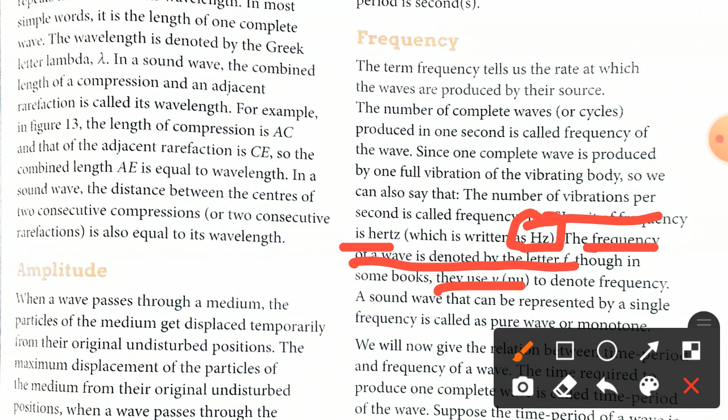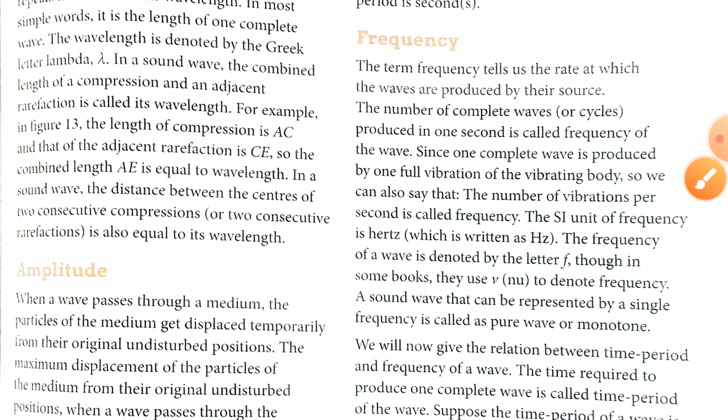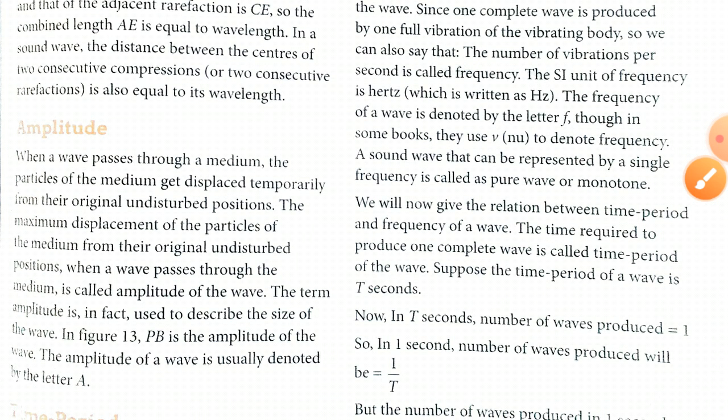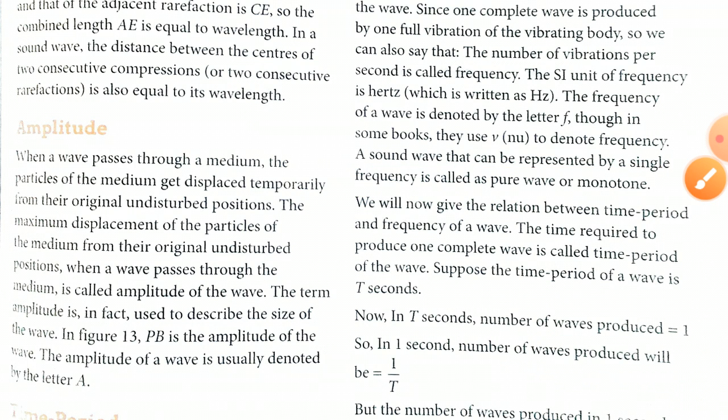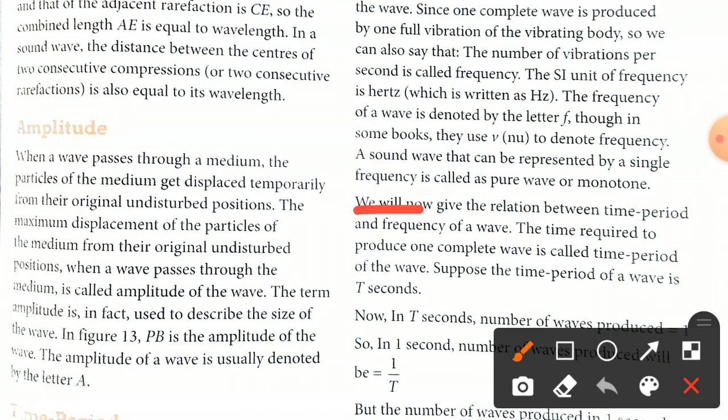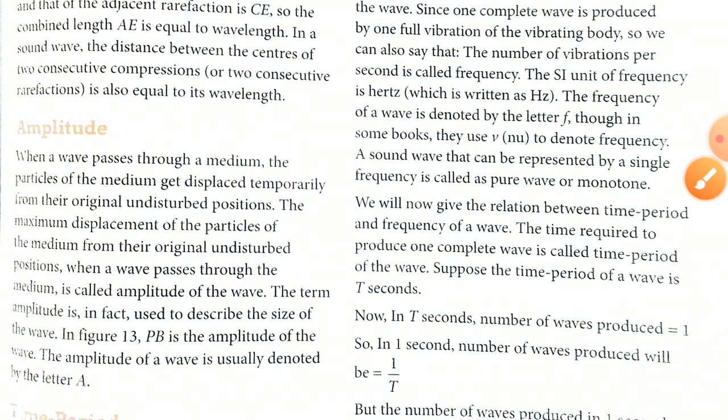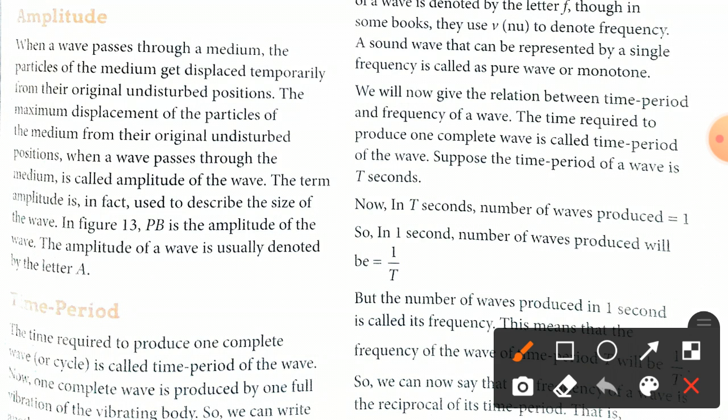So a sound wave that can be represented by a single frequency is called pure wave or monotone. You have to remember this line. The sound wave that can be represented by a single frequency is called pure wave, or you can also call it monotone. We will now give the relation between the time period and frequency of a wave. This is an important thing. The time required to produce one complete wave is called its time period. I already told you what is time period. So let us suppose the time period of a wave is how much? T seconds.